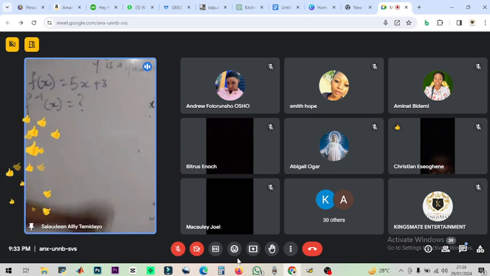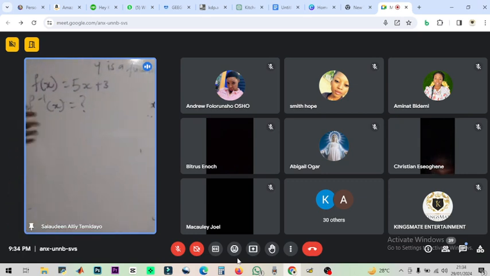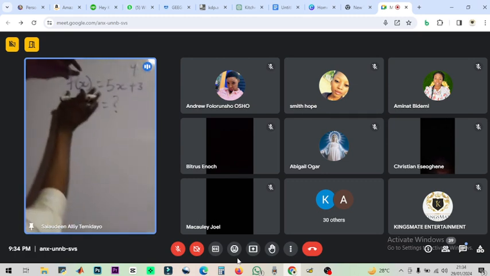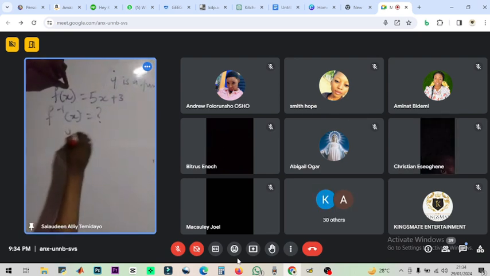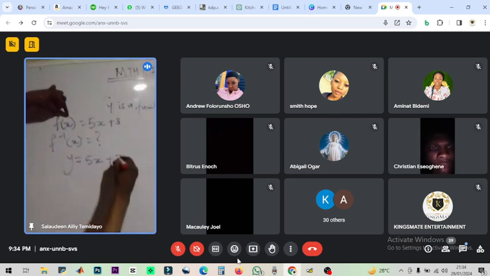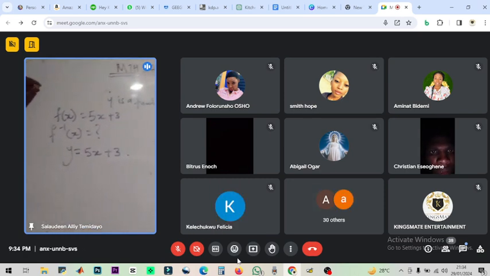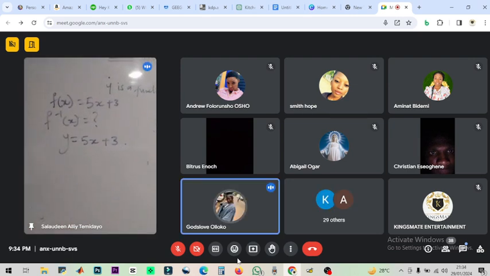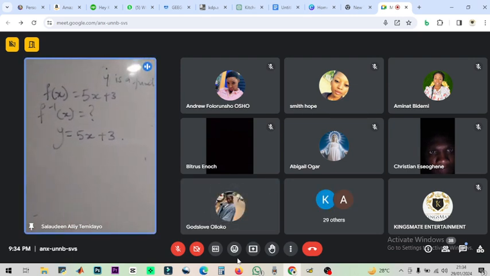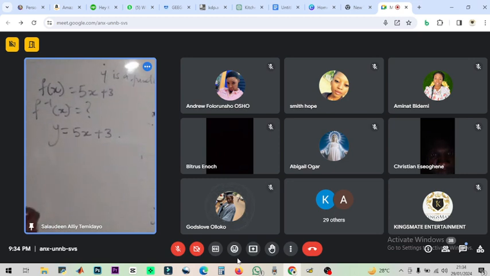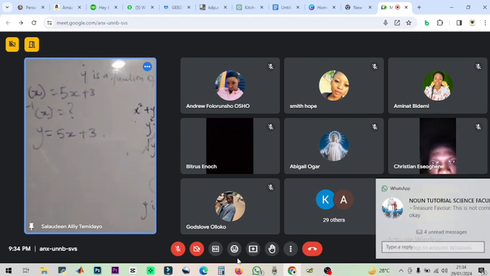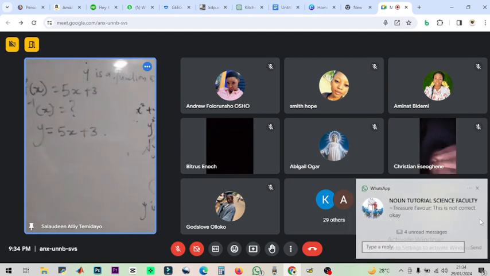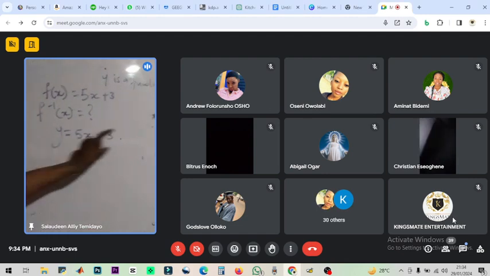To get the inverse of f of x, you do this. You make this f of x y first. Please listen carefully. Y equals 5x plus 3. Are we getting it? Now, this is the first step. Please mute your mic. This is the first step. Okay, it's okay now. So y equals 5x plus 3.